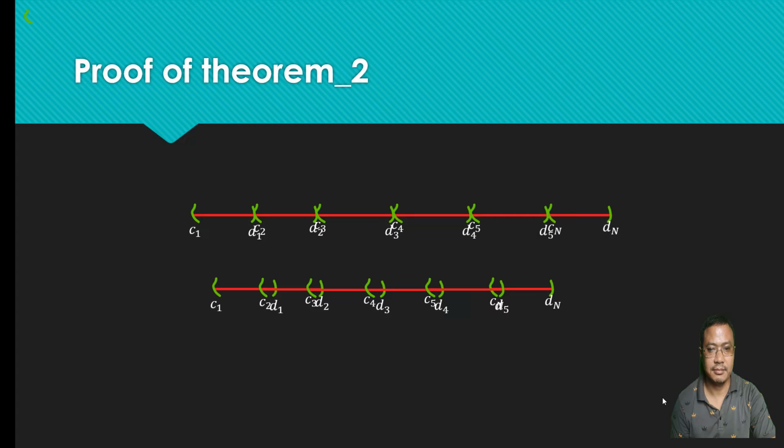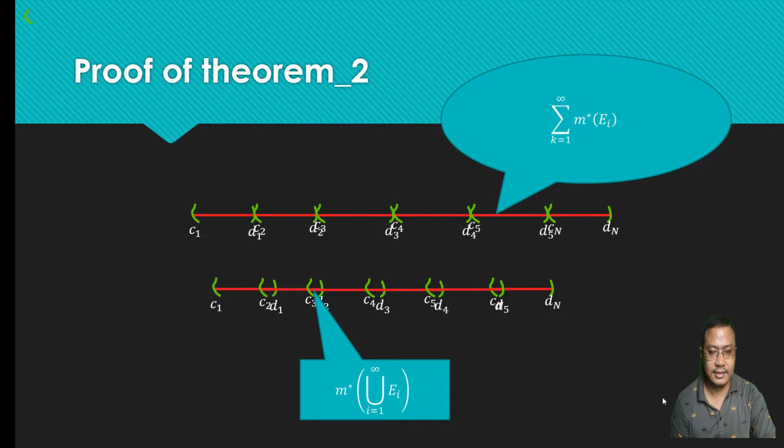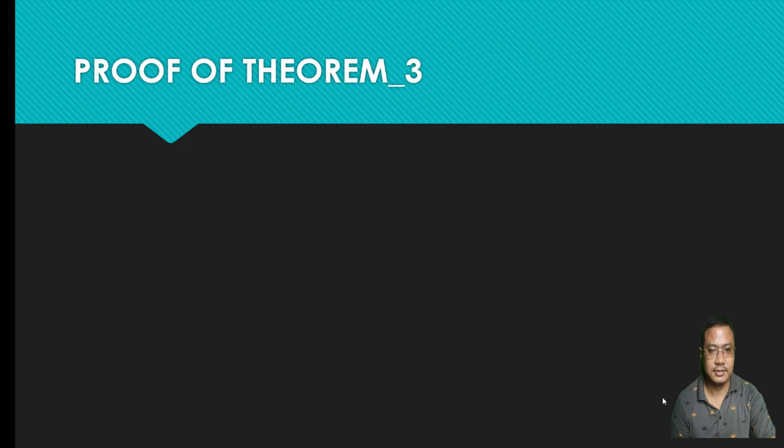The above is the sum of the outer measures of the sets, and the lower one is the outer measure of the union. Okay, so from the picture it is very clear that the outer measure of the union is less than or equal to the sum of the outer measures of the sets. So that is all about today's theorem.